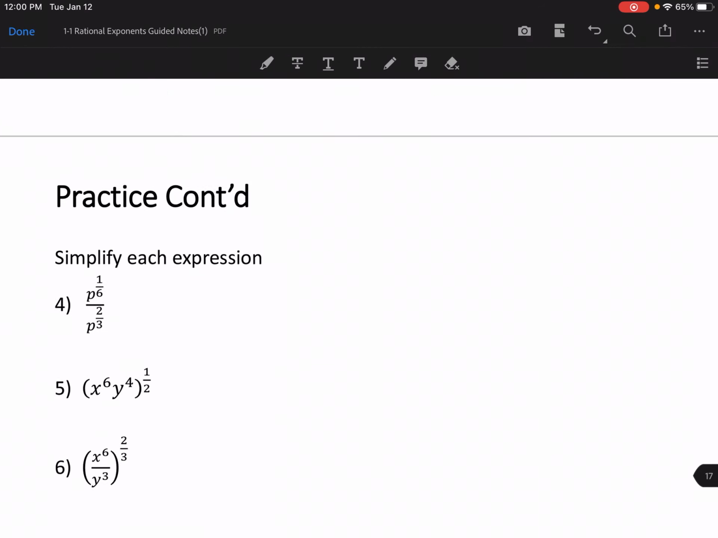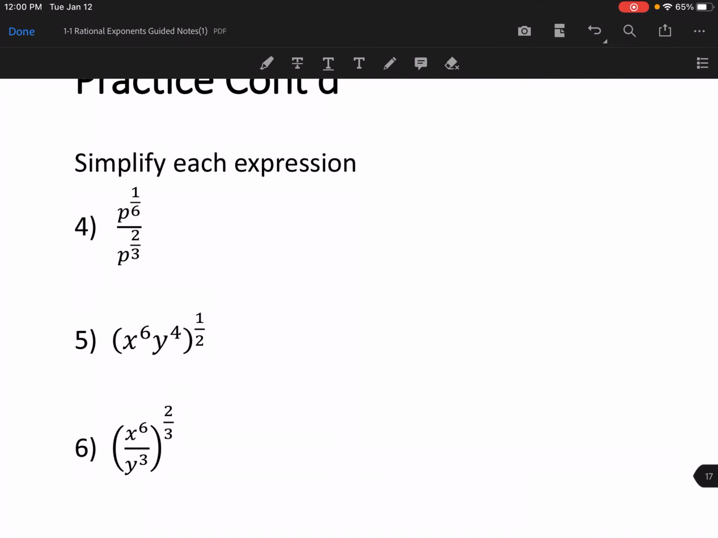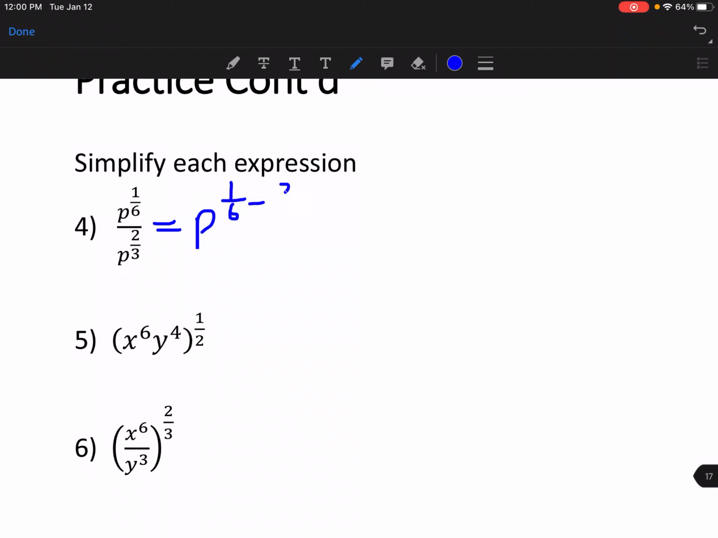All right, number 4, if you have p to the 1/6 over p to the 2/3, this is dividing two equal bases, so we need to subtract our exponents. So 1/6 minus 2/3 gives me, I think, -0.5. Yes, so this is p to the -1/2.